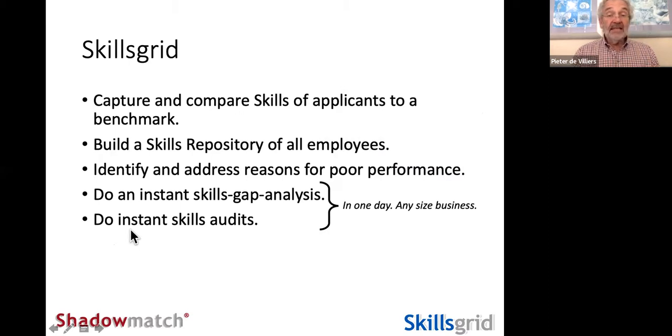Then the second thing, or the fourth one on the list, is that we can do an instant skills gap analysis, and we can do instant skills audits. These two are brothers. They sit next to one another. And the reason why I have tagged them with a bracket is that this is seen as a major job.